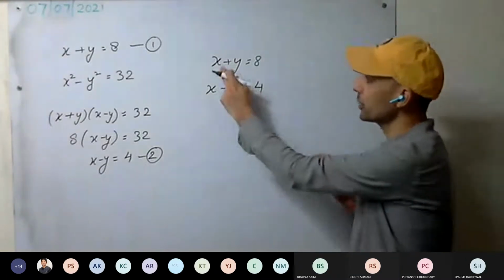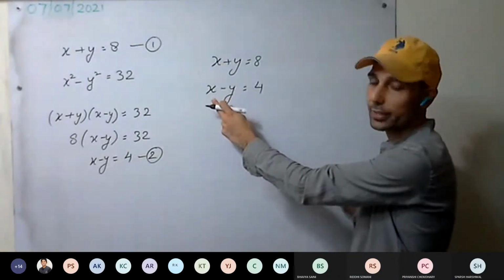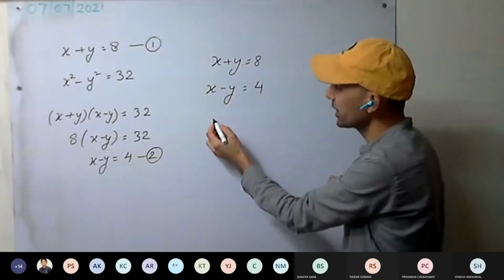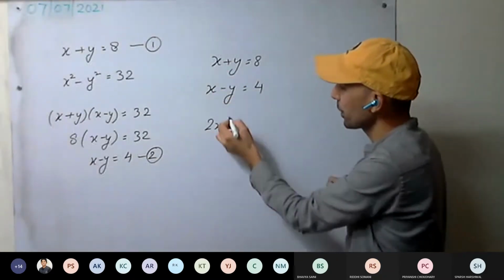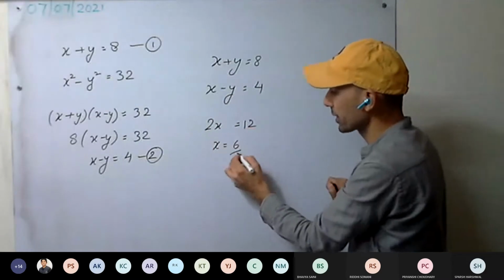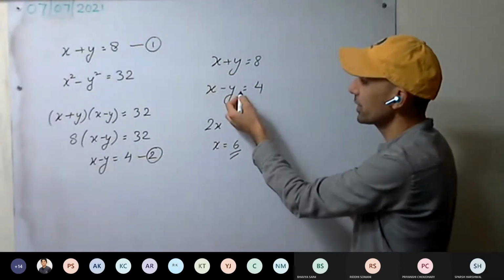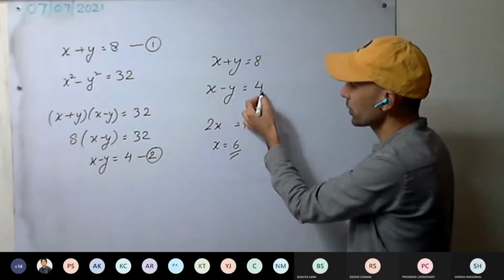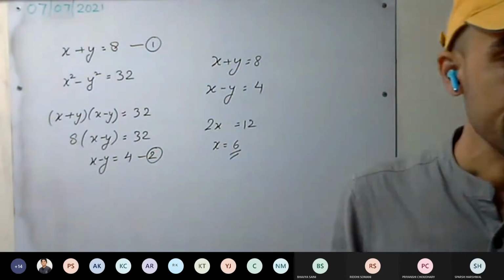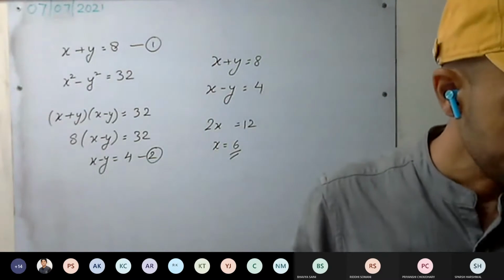See here, if we add these two equations, we get the value of x. If we subtract, we'll get the value of y. If we add these two equations, it will be 2x plus 0 equals 12. x equals 6. Putting 6 in either of these equations, 6 minus y equals 4. So y is 2. Is this clear?